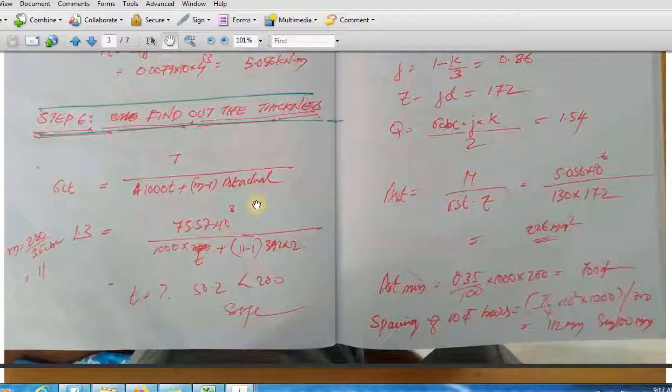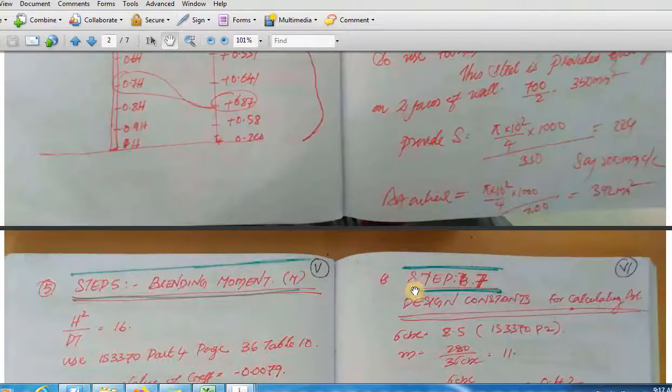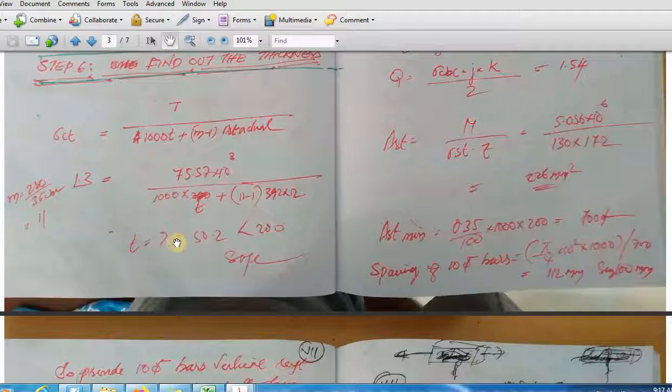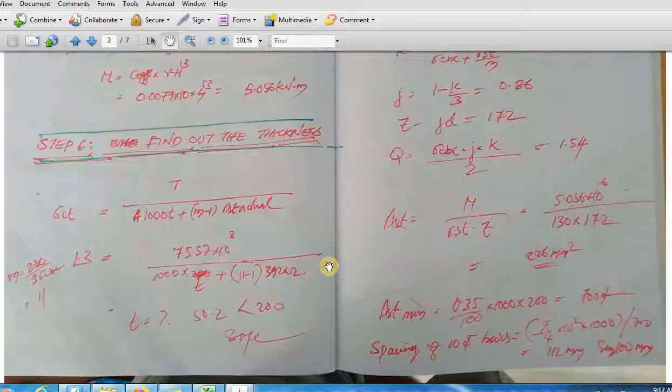Okay, so the only thing you should remember here is that AST actual is 392 into 2, because the 392 from the previous page is only for one side. So for both sides, inside and outside, into 2. So you will get 50.2, which is less than what you provided, which is 200. This is what you have provided. So we are on the safer side.